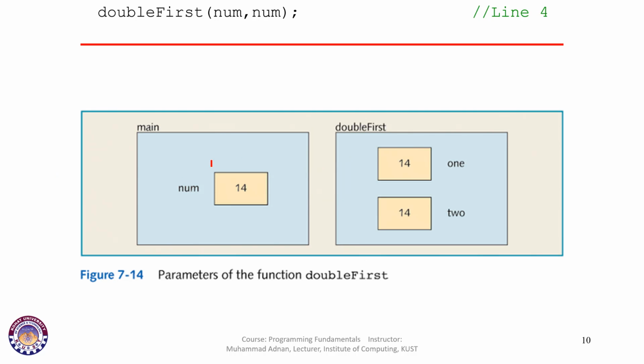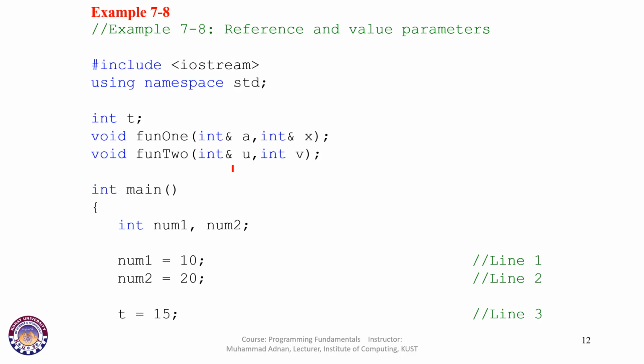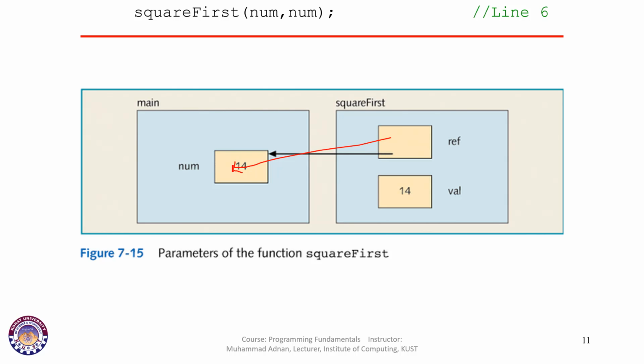Whereas in the double case we were only making a copy. So the copy of num variable, the value of num, which is 14, a copy is sent to 1 and is also sent to 2. And then we have square first where a reference of num was passed to ref. So ref was pointing to the same variable as num, and val has a copy of num. So if we change this value, it will not be reflected in num, whereas if the change was made using the ref variable, this change will be reflected in the num variable. So this is how the program works.